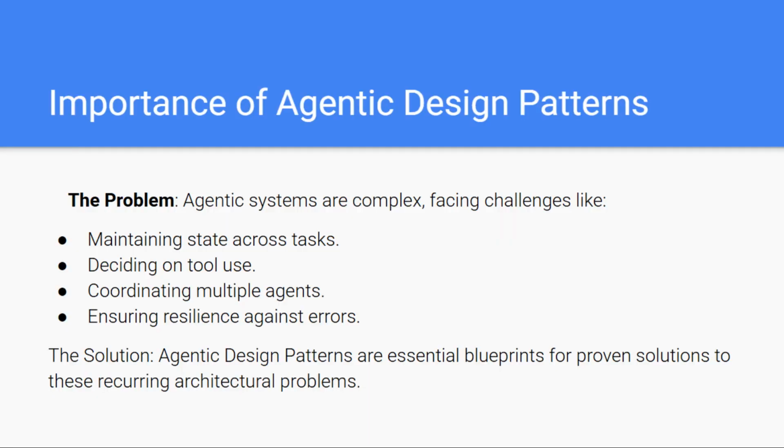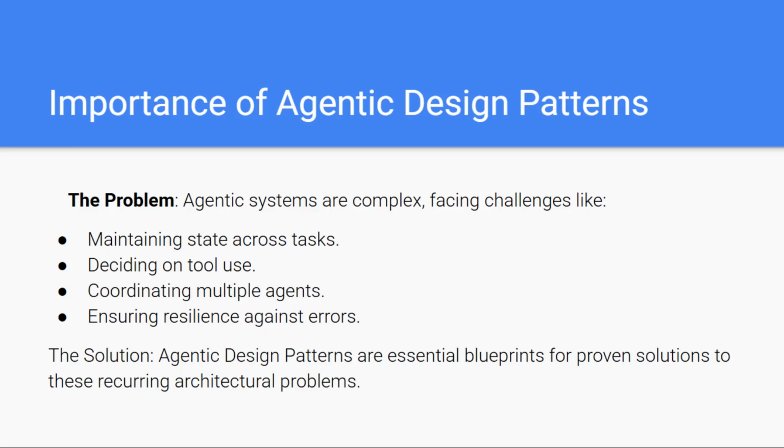Those challenges bring us to a crucial topic: agentic design patterns. Agentic systems are powerful, but they're also inherently complex. They must maintain context across multiple steps or tasks, identify and choose intelligently when and how to use tools or APIs, coordinate with other agents without conflicts, and stay resilient in the face of unexpected failures. These aren't one-off issues. They're recurring architectural problems that every serious agentic system eventually encounters. That's why agentic design patterns are so important.